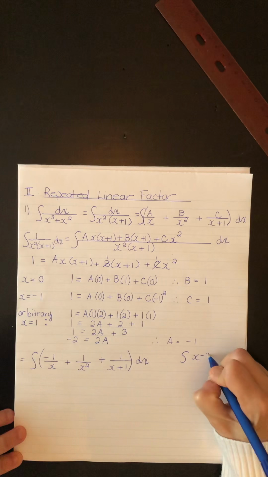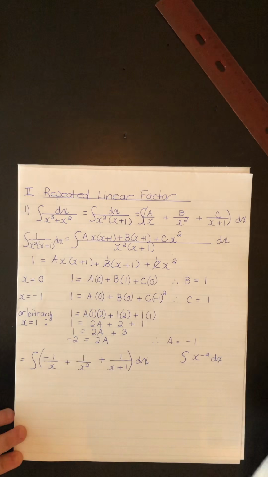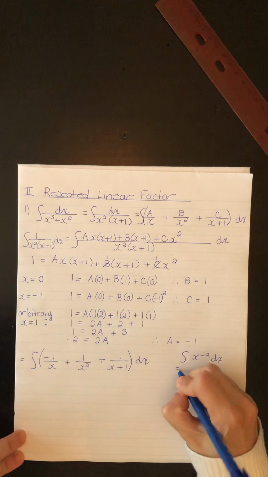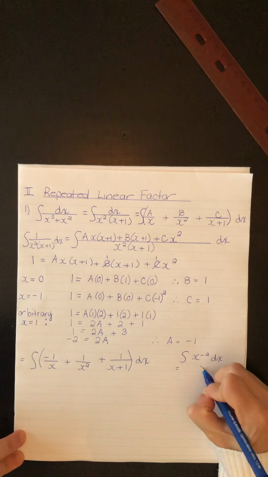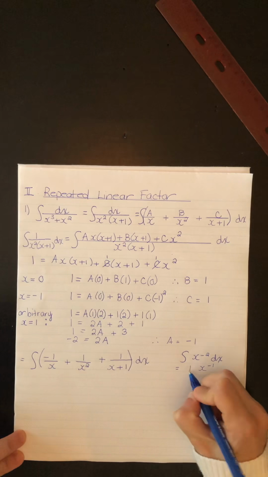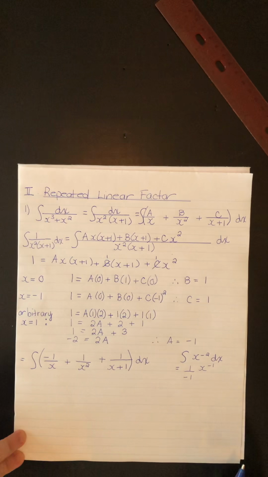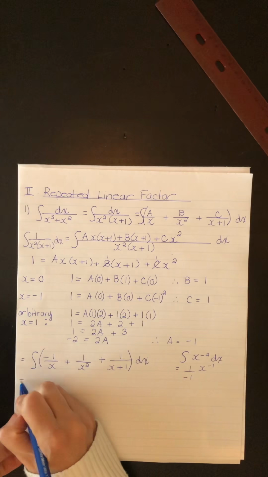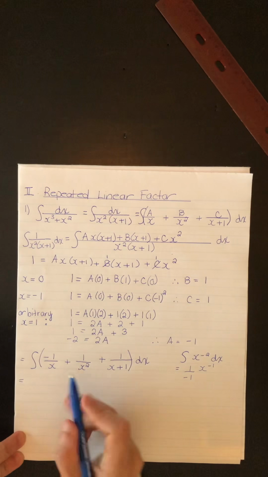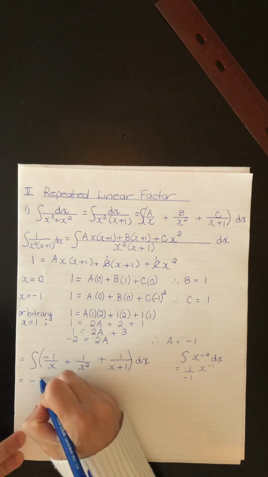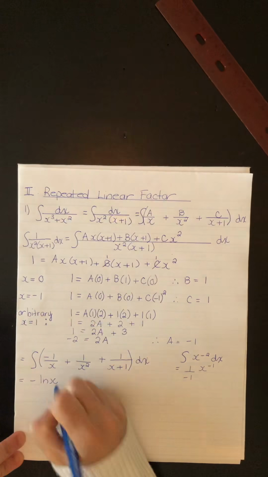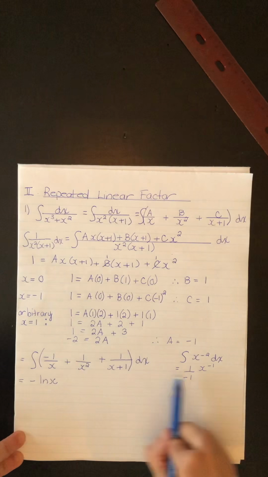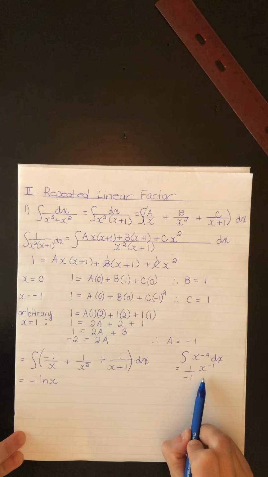Well, you guys know that we write it this way, x to the -2. And then we use our integral rule. So we are going to be adding 1 to the exponent and then dividing by that new exponent. So that's what we're going to use for the middle term. The first term is a common logarithm. It's -1 times the ln of x. The second term, once integrated, looks like this.